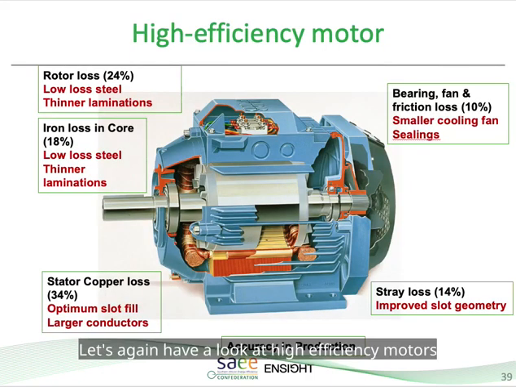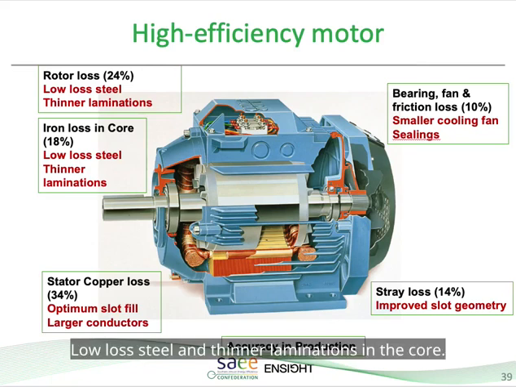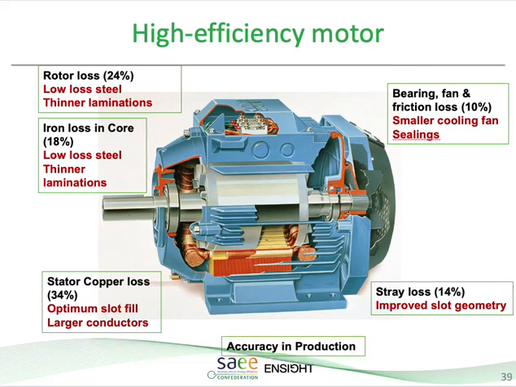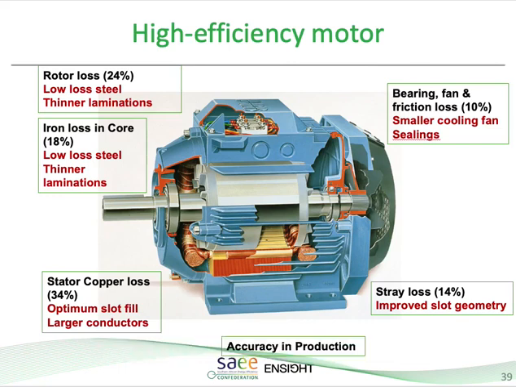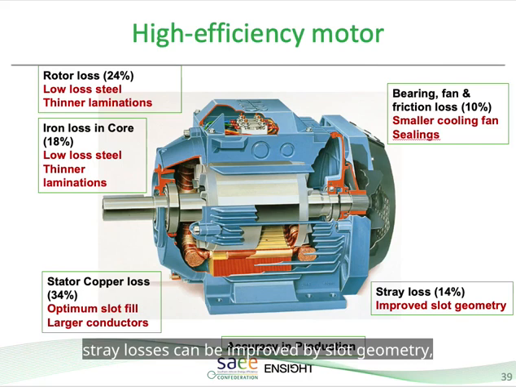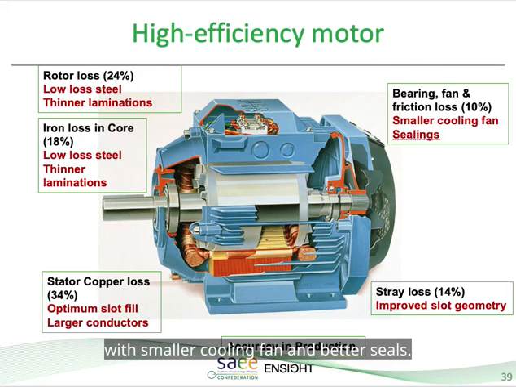Let's again have a look at high efficiency motors and the losses associated. We can introduce low loss steel in the rotor, and low loss steel and thin laminations in the core. For the stator copper losses, we can use optimum slot fill with large conductors. Stray losses can be improved by slot geometry. Bearing and fan friction losses are addressed with a small cooling fan and better seals.